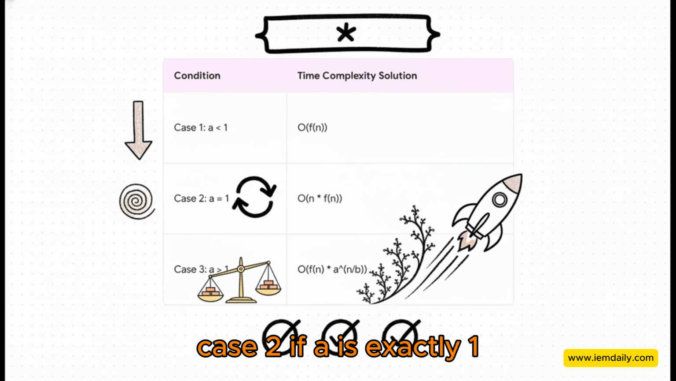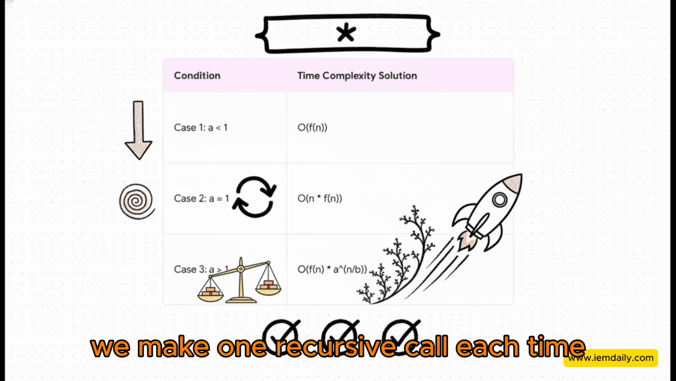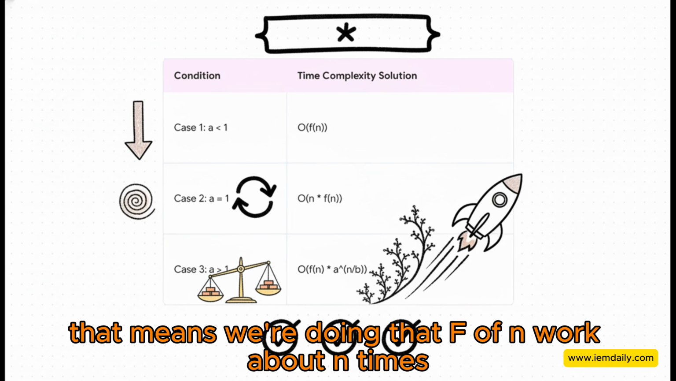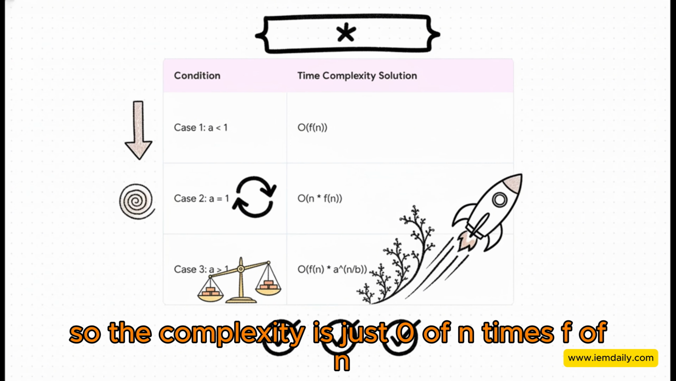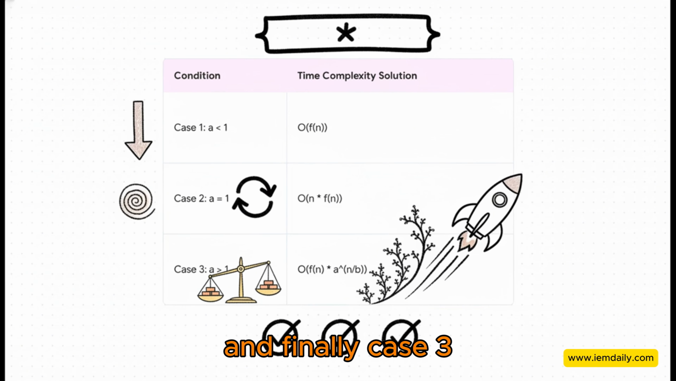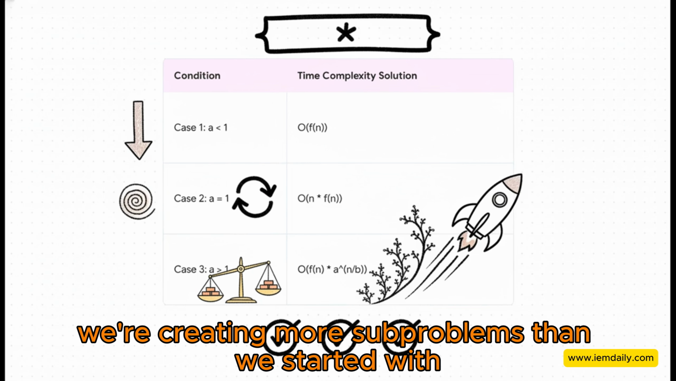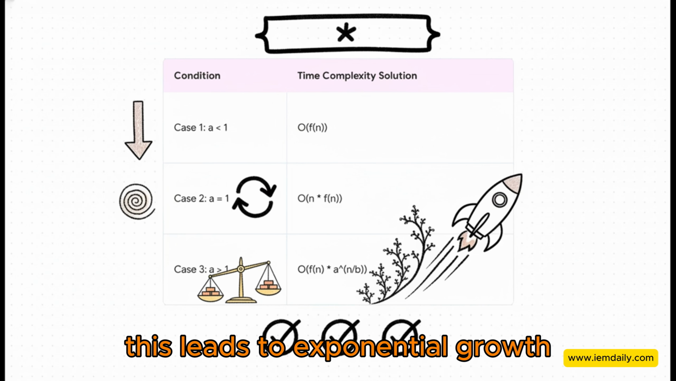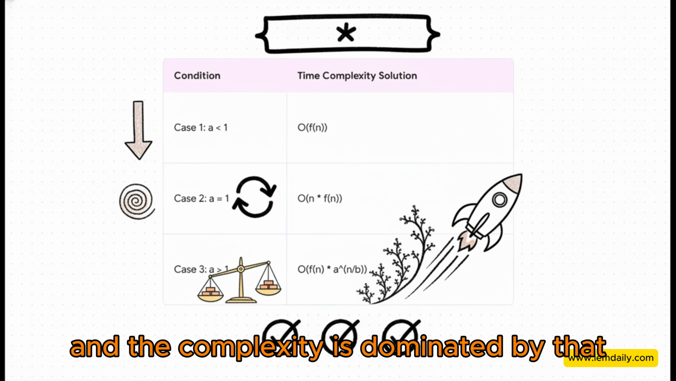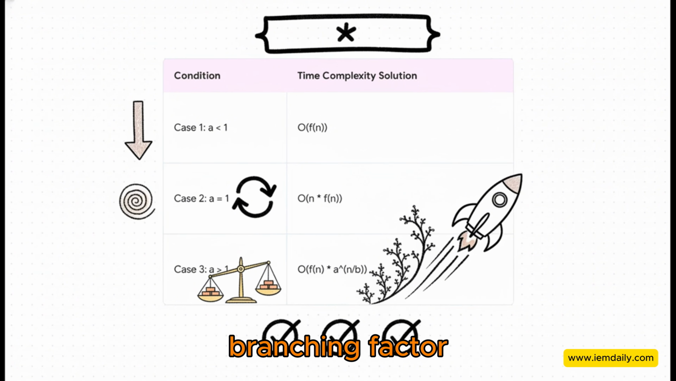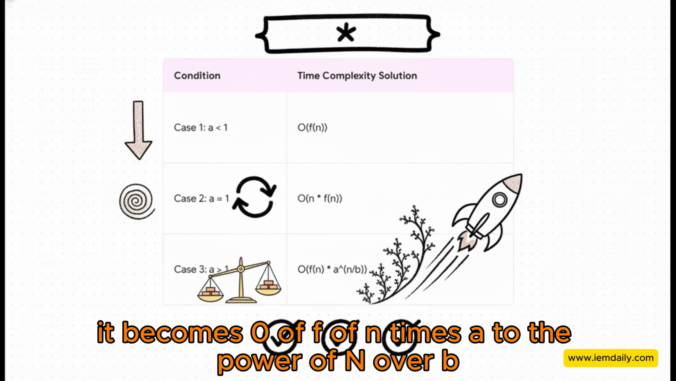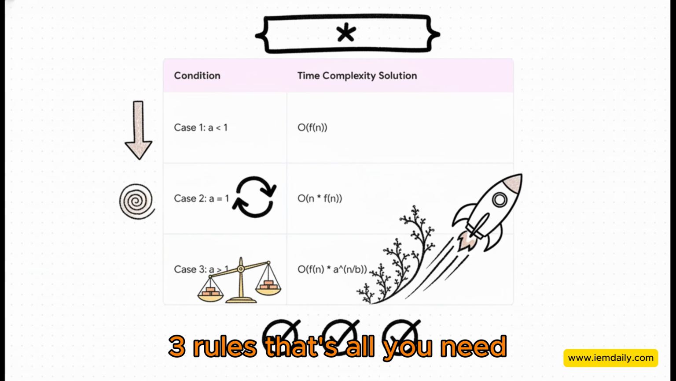Case 2. If a is exactly 1, we make one recursive call each time. That means we're doing that f of n work about n times. So the complexity is just O of n times f of n. And finally, case 3, if a is bigger than 1, we're creating more subproblems than we started with. This leads to exponential growth, and the complexity is dominated by that branching factor. It becomes O of f of n times a to the power of n over b. 3 rules. That's all you need.